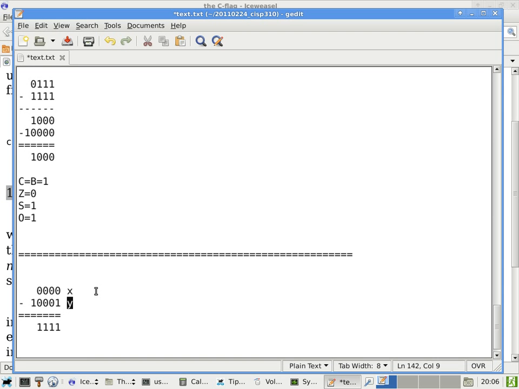Sorry. Okay, there we go. Because I changed the order of x and y in different parts of the notes. Sometimes I say it's x minus y, but in this case it's y minus x.